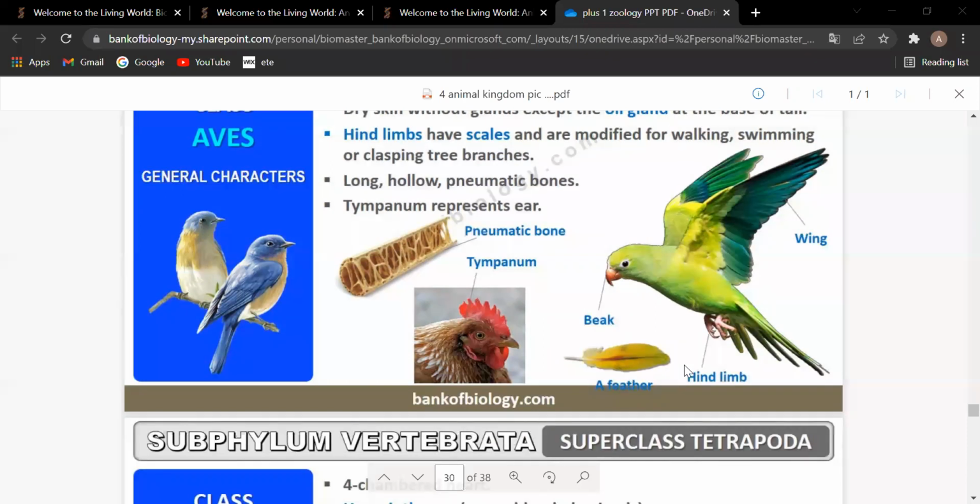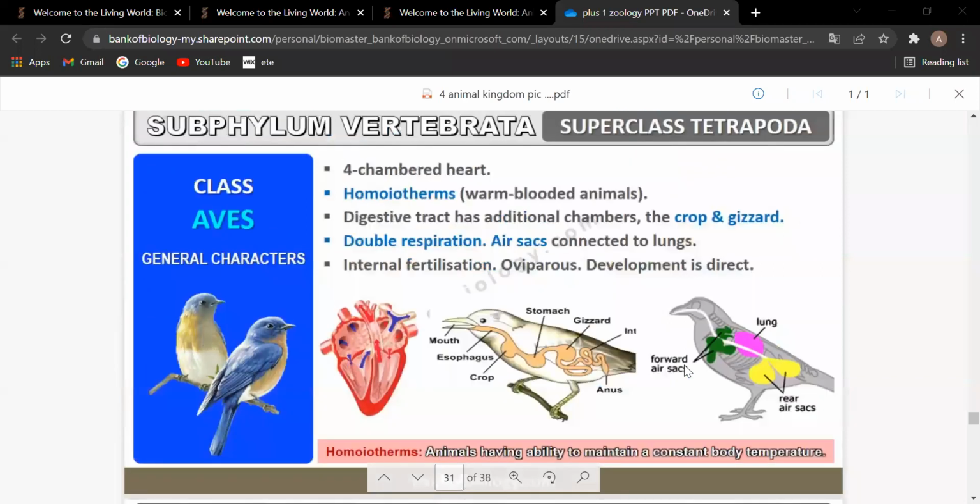Four-chambered heart. These are the first ones to have a completely four-chambered heart. Homeotherms, that is warm-blooded animals. Digestive tract has additional chambers. Presence of crop and gizzard is seen. You can see it in this diagram also. This is a crop and this is a gizzard, which is a part of the digestive system of the birds. Okay. Double respiration, air sacs connected to lungs. Internal fertilization, they are oviparous. We all know birds lay eggs. And development is direct. Directly, the young one will be hatched out as a bird only, not like a larva.